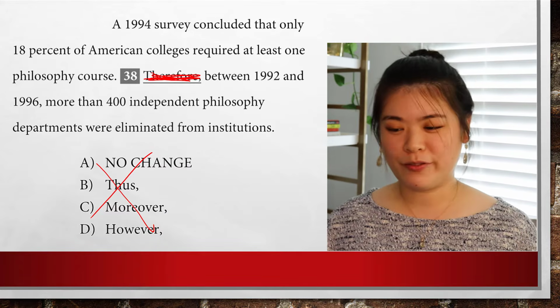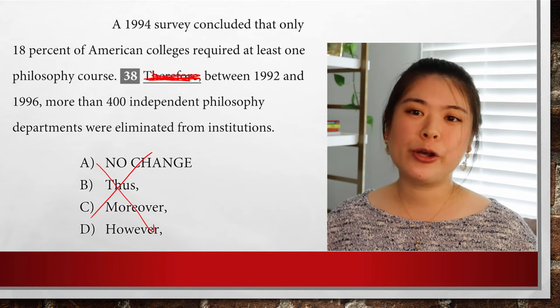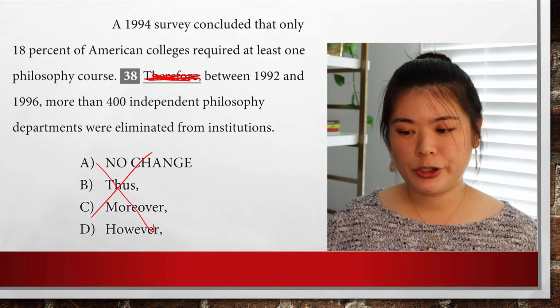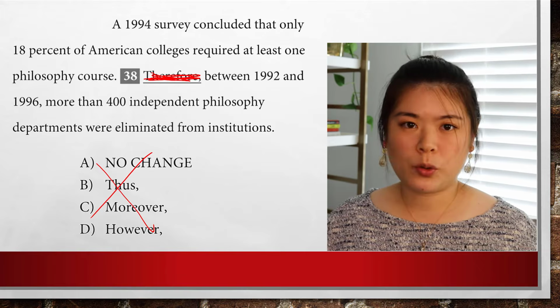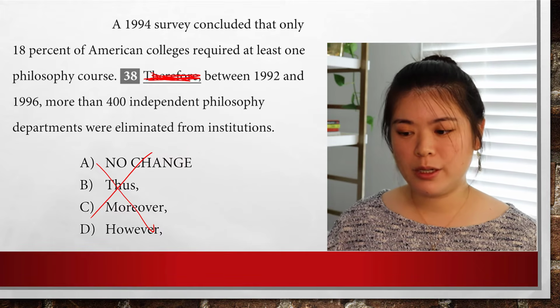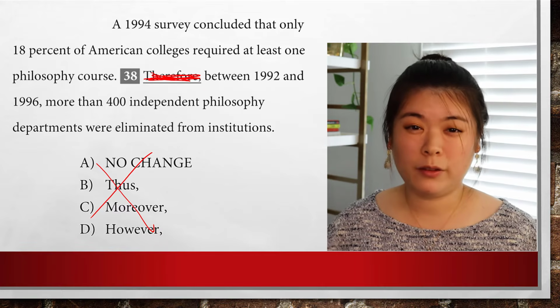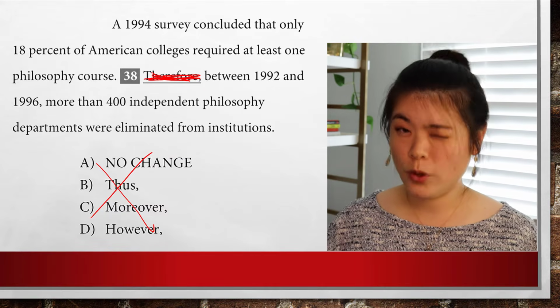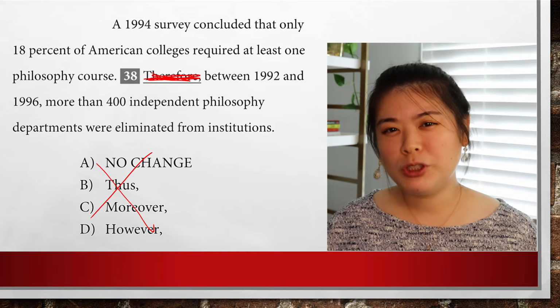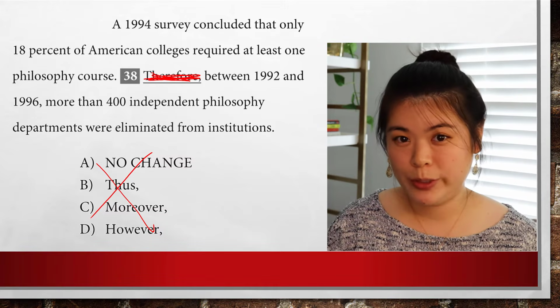Once again, let's simplify. There's too much going on. Okay, so first part, the 94 survey showed few colleges required philosophy courses. Second part tells us between 92 and 96, many institutions eliminated philosophy altogether. Okay. To me, those two ideas are quite similar to each other.